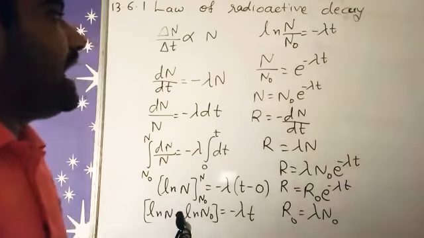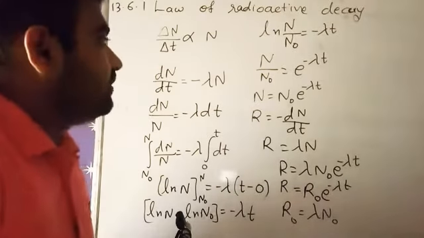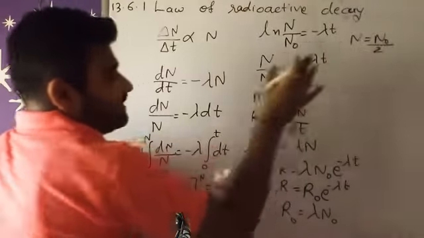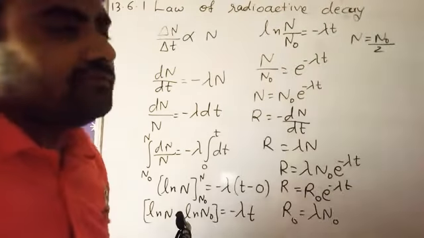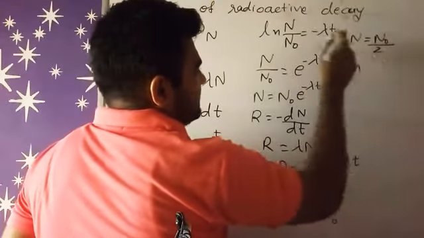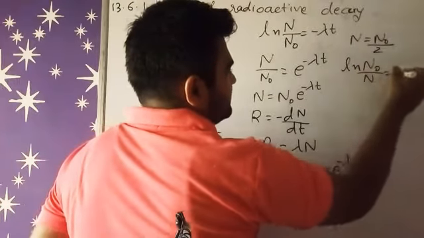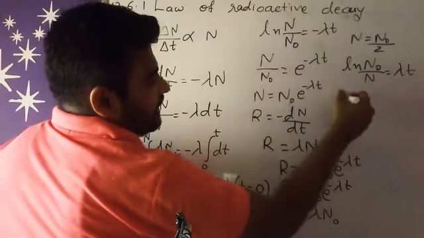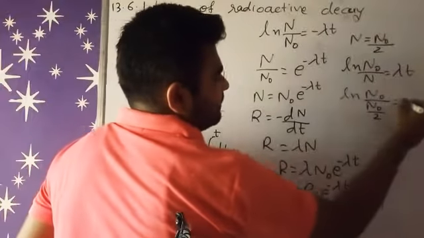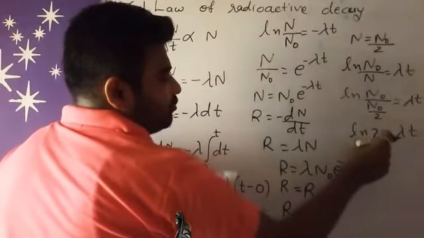Now we want to find the half-life of any radioactive element. To find it, our N now becomes N0 by 2, whenever the number of nuclei becomes half of the previous number. So we can write this formula here: ln, if I give a negative sign here, ln N0 upon N is equal to lambda t, right? Now ln of N0 upon N0 by 2 is equal to lambda t. So we get ln2 is equal to lambda t.